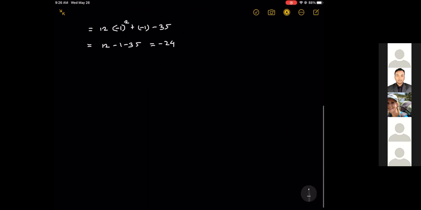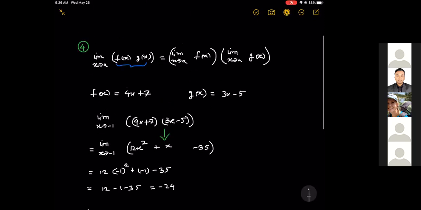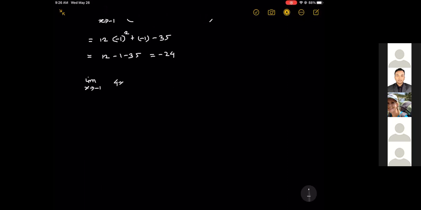Now let's try the right-hand side. For that, we'll find the limits separately. So x tends to -1, f of x is 4x plus 7. Again, it's a linear function, or in other words, plugging in -1 isn't doing any harm to the function, so I can straight away plug it in. So -4 plus 7, which is 3, right?